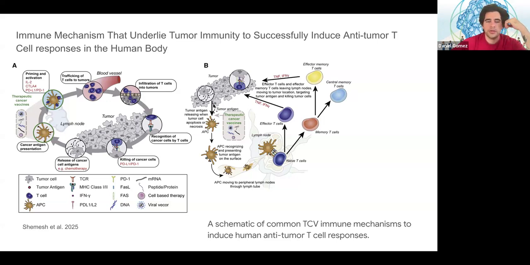Other cell surface proteins are FASL, MHC class 1, class 2, interferon gamma, PDL1, and PDL2, and the TCR. And then it's showing mRNA. mRNA is in the therapeutic cancer vaccines. You can also use peptide or proteins and cell-based therapy and viral vectors. APCs are the antigen presenting cells. So we have APCs, tumor cells, T cells, and tumor antigen.